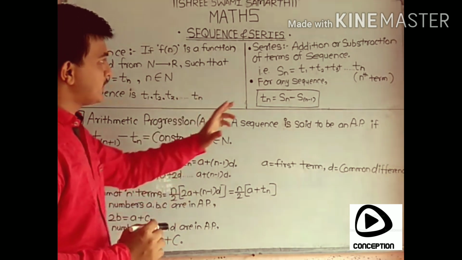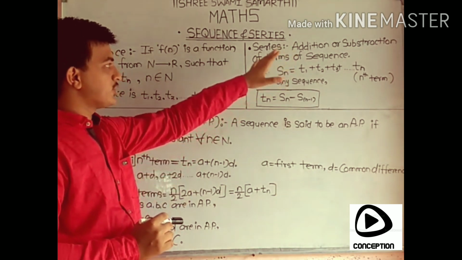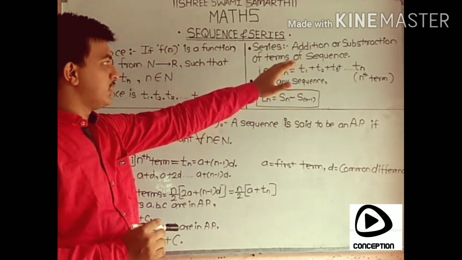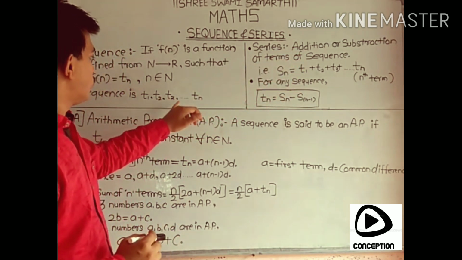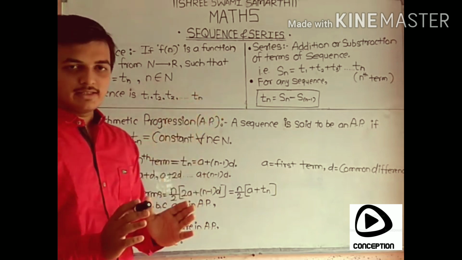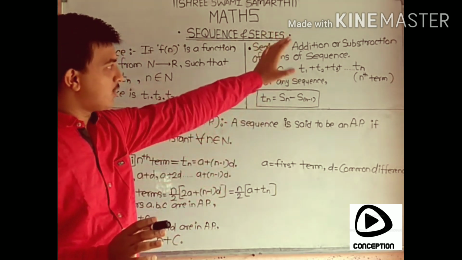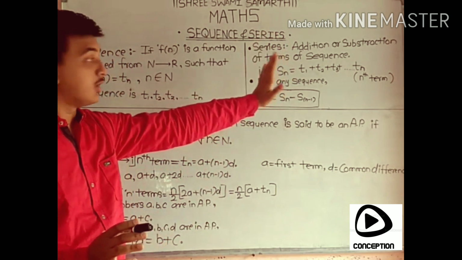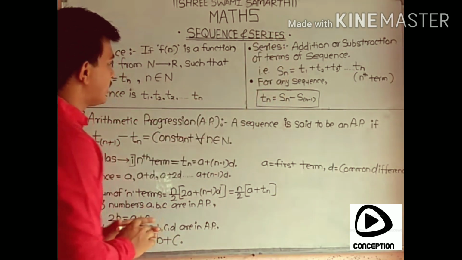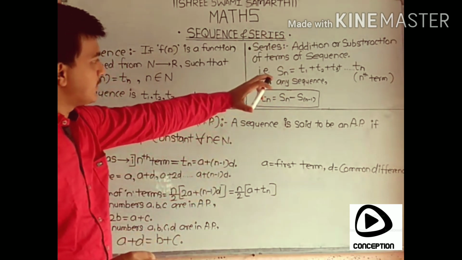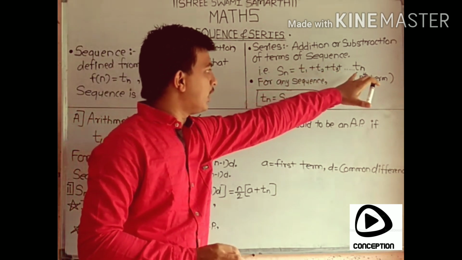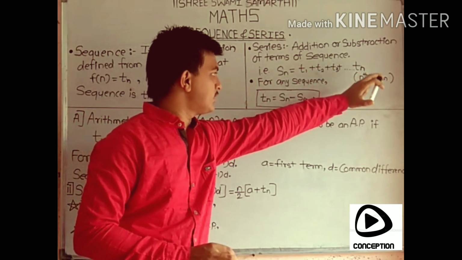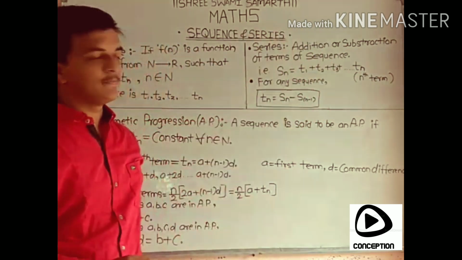The definition of series is addition or subtraction of the terms of the sequence. We have studied the terms of sequence which are T1, T2 up to Tn. Series is nothing but just addition or subtraction of those terms of the sequence. So we can write the series as Sn is equal to T1 plus T2 plus T3 up to Tn, where n is the nth term of the series.